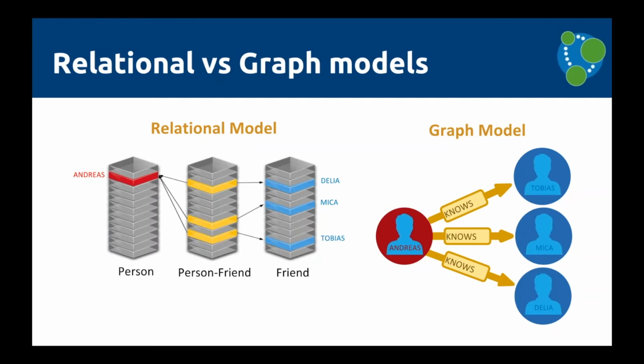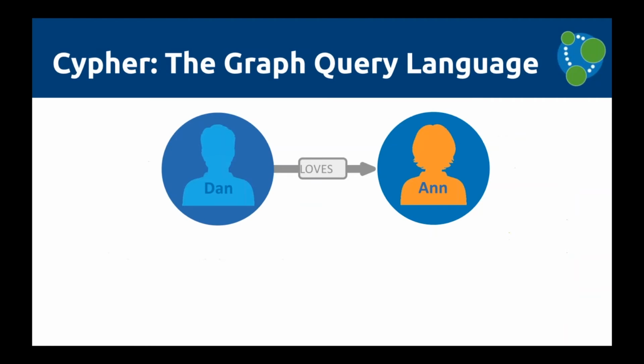On the right-hand side, we've got the graph model, and hopefully you can see this is a little bit simpler in design. We're able to just define what the relationship is. In this case, we've called it nodes, and we can just have a direct link from Andreas, for example, to Tobias, to Mika, and to Delia. And there's no need to create a join table to do that work. We can just connect the nodes directly.